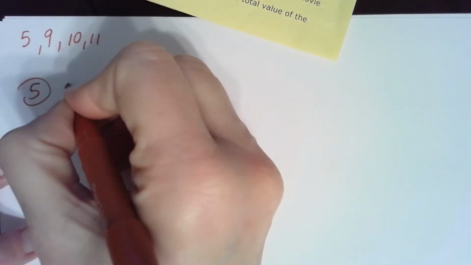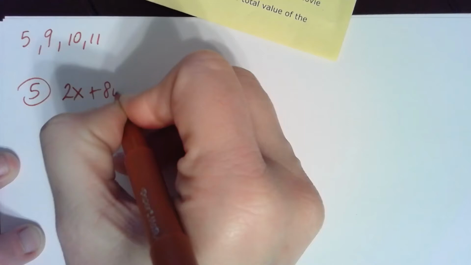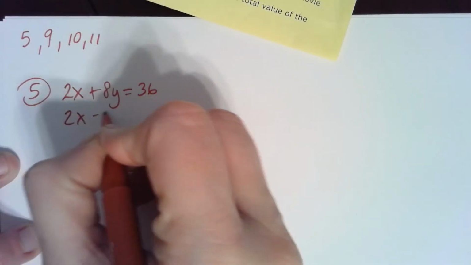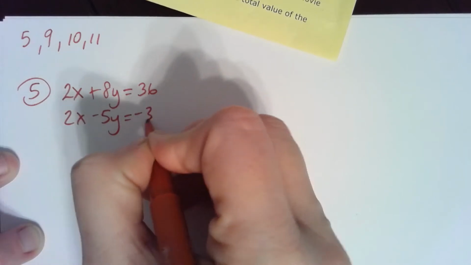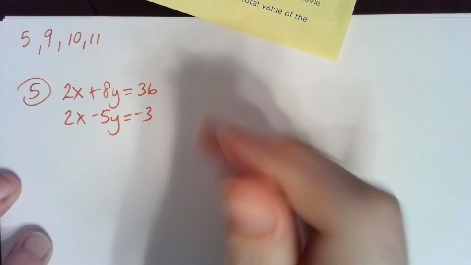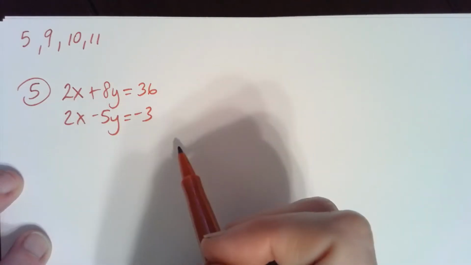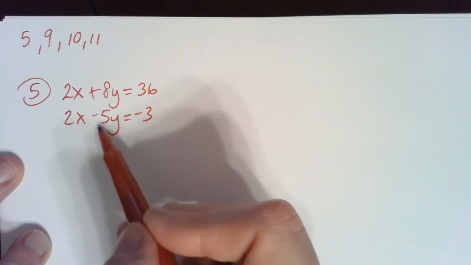Number 5 says 2x plus 8y equals 36, and 2x minus 5y equals negative 3. On this one, we do not have a zero pair. So since we don't have a zero pair, we have to create one. Now, we see positive and negative here.